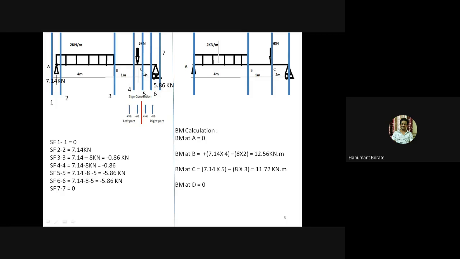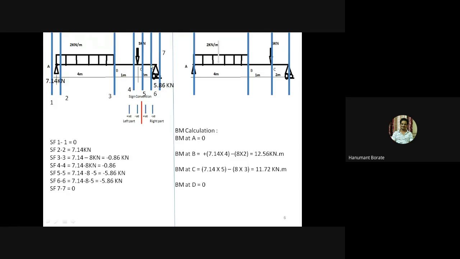Now section 5.5. If we consider section 5.5 and the left part, there are three forces: 7.14 kilonewton acting in upward direction, 2 kilonewton per meter acting in a downward direction, and 5 kilonewton acting in a downward direction. So according to sign convention rule, again I have written here 7.14 positive, minus 8, minus 5. So I will get the answer here minus 5.86.